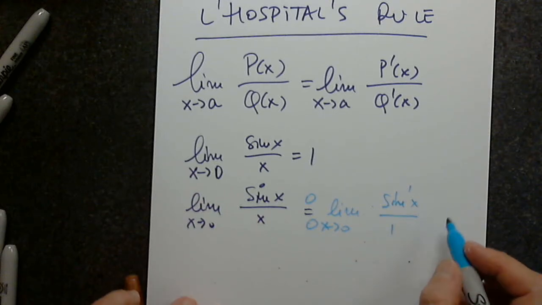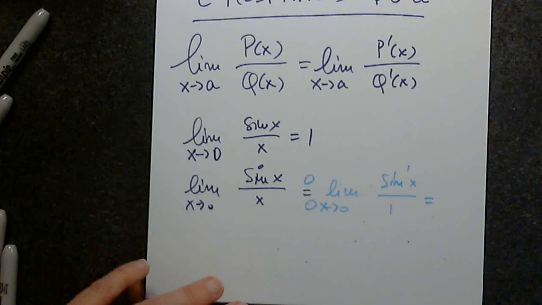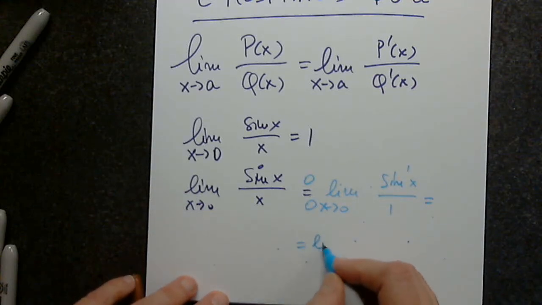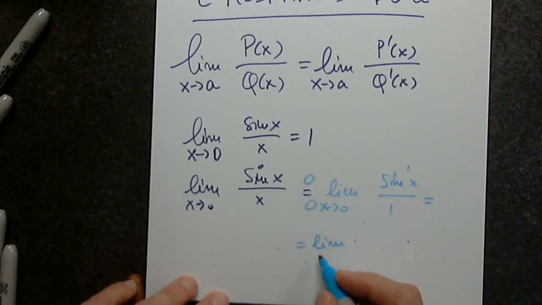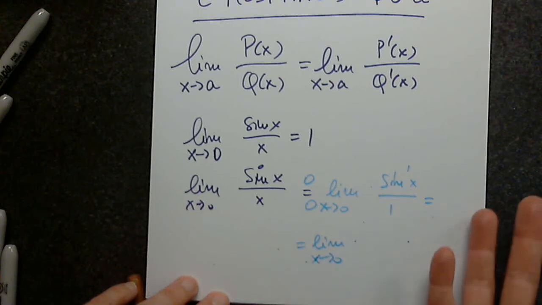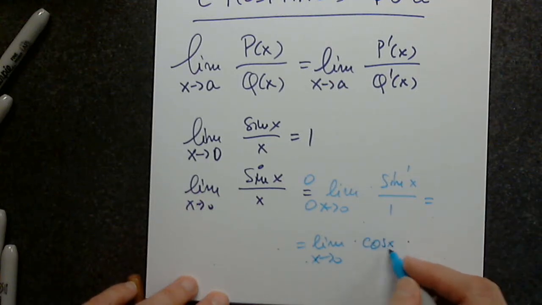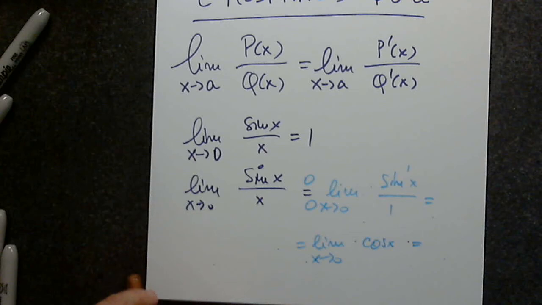We don't know what sine prime is, but since I started and now I have no choice, I have to finish. So we're going to look at this today. When x approaches 0, I'm telling you sine prime is cosine. And how much is cosine? Where does cosine go, left and right of 0? So this is L'Hopital's rule.